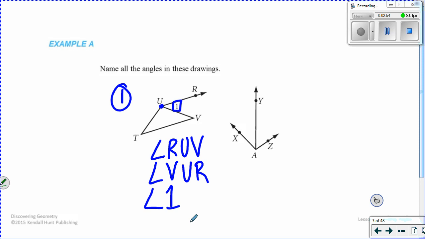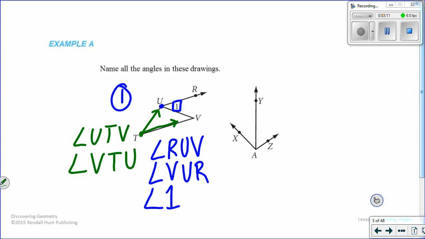So let's choose another one. Let's say this is the vertex. If that's the vertex, here are your sides, or your rays that make the sides, and I would call that angle U, T, V, or the other way around, V, T, U. Again, vertex in the middle, right?